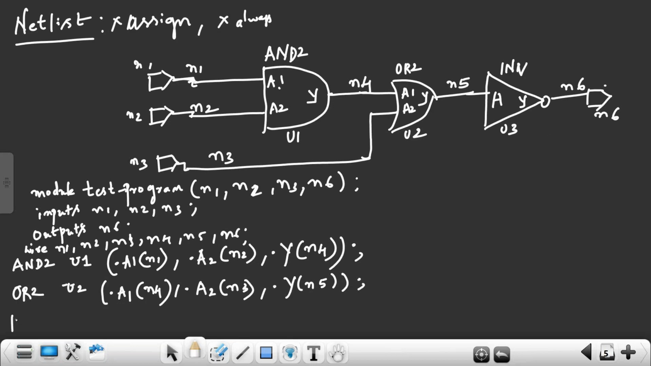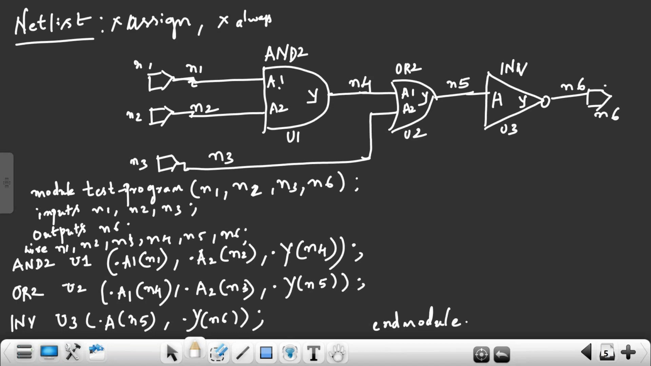INV, U3. It has .A connecting to N5, and .Y connecting to N6. End module, right? At last I have end module. So this is the gate level netlist.